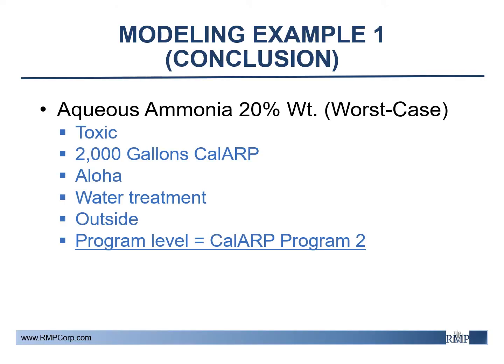So, in conclusion, when determining the program level for this first modeling example, due to the fact that the toxic endpoint reaches offsite, the program threshold is above 500 pounds but under 10,000. The program is CalARP Program 2.